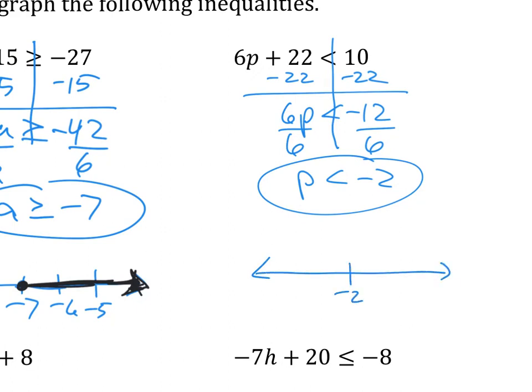We'll do negative 2, negative 1, 0, negative 3, negative 4. Okay, I'll do this in black. It's less than, but there's not a line underneath, so we're just going to have an open circle at negative 2 and then shade to the left because it's less than.